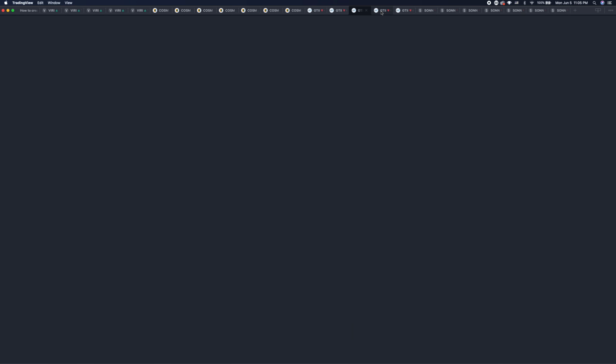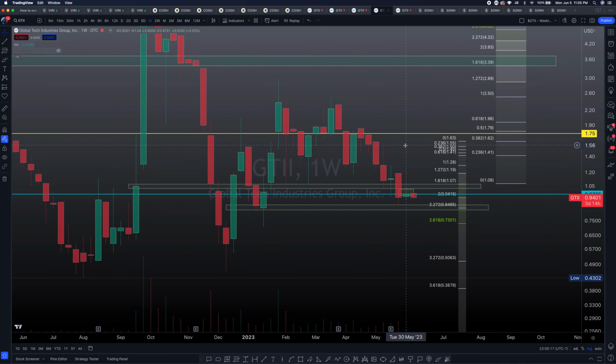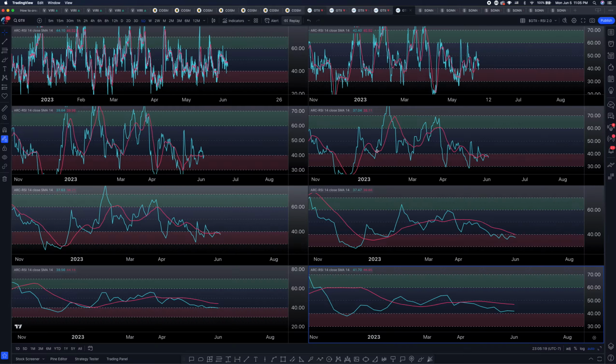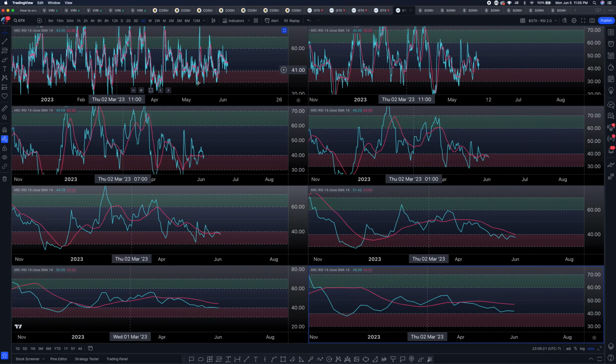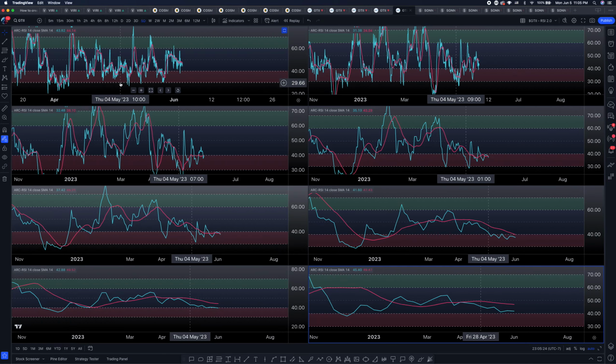But remember that I am a short-term trader. I am not a long-term trader. I am holding a very small position of GTII for that potential moonshot, but it's just sitting there. Okay, you guys. It's just for the movement, right?